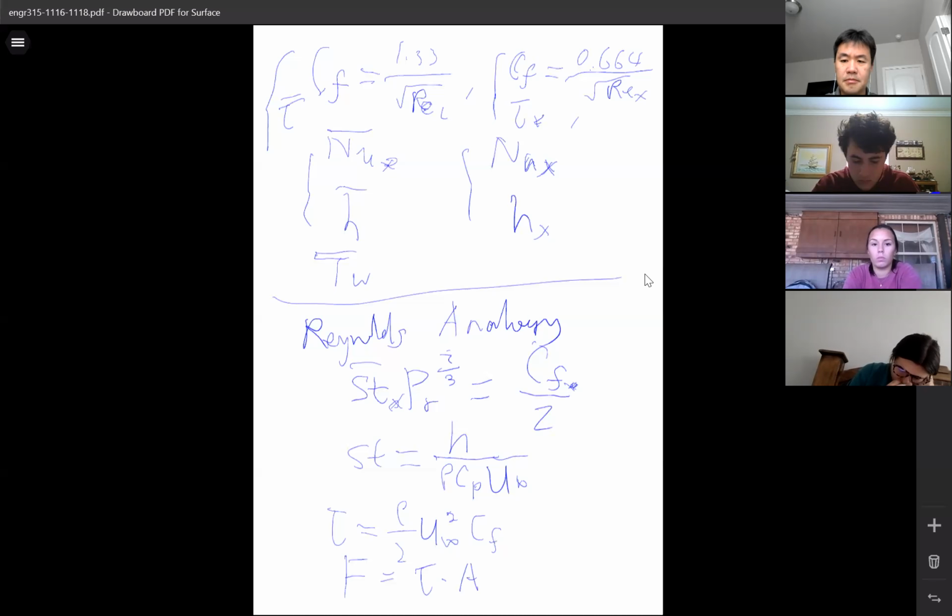So are we supposed to know the area of the plate? Area is the unit. The z direction is unit length. That's what the problem statement says. Oh, okay. I see, the one at the very bottom.